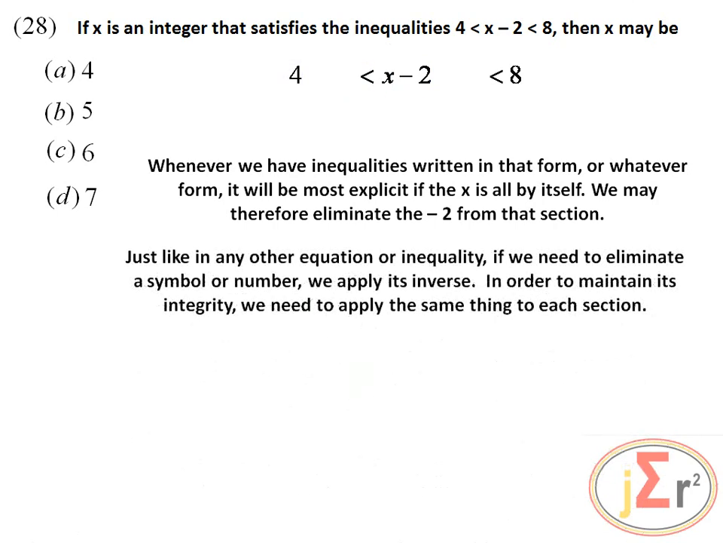Just like in any other equation or inequality, if we need to eliminate a symbol or number, we apply its inverse. In order to maintain its integrity, that is the integrity of the inequality or equation, we need to apply the same thing to each section. So in order to eliminate a negative 2, we need to add 2. However, in order that the inequality be not affected by the adjustment that we make here, we will make the adjustment throughout the inequality by adding 2 to each section.